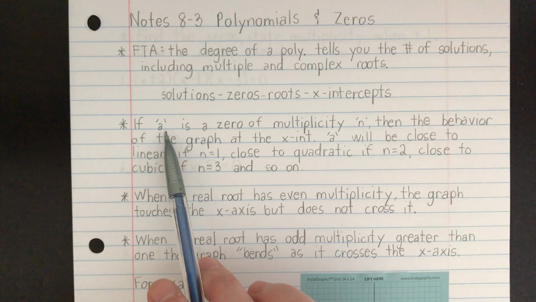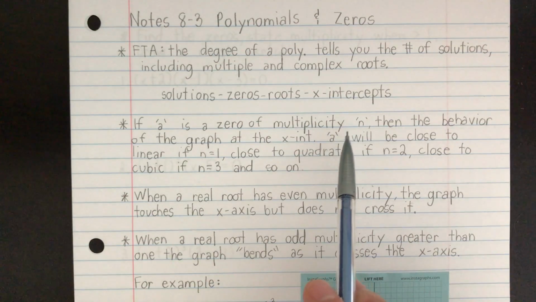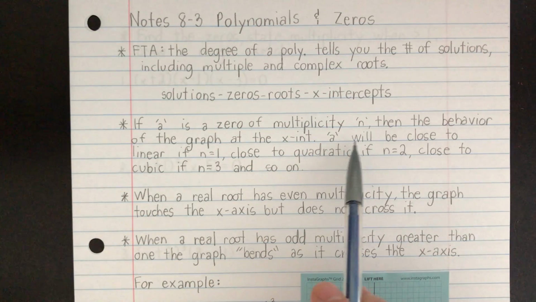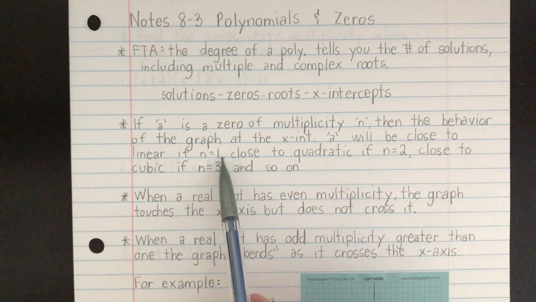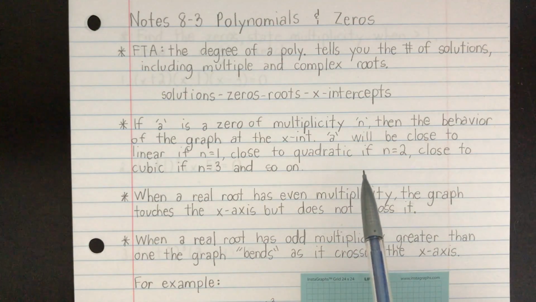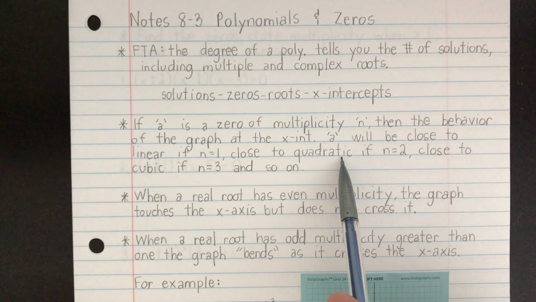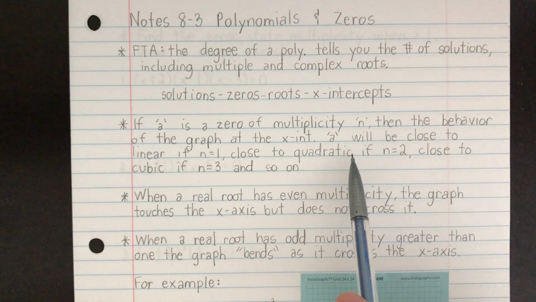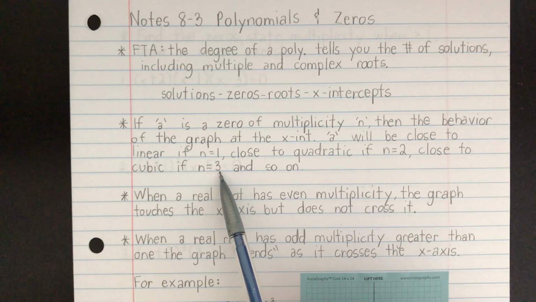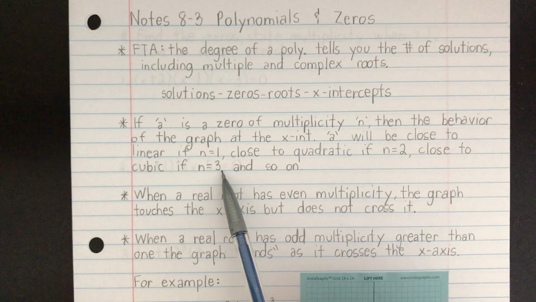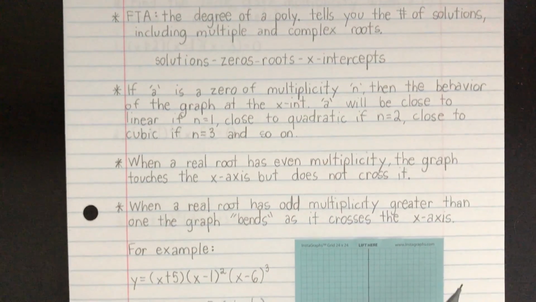So that means if you've got a root or a zero or x-intercept that has a multiplicity of 1, then the graph is going to behave like a linear graph at that x-intercept. If the root has multiplicity 2, meaning it's a double, it will behave like a quadratic at that x-intercept. And if the root has multiplicity 3, meaning it's a triple, then the graph will look like a cubic at that x-intercept. Okay, and we're going to show some examples of that in a minute.